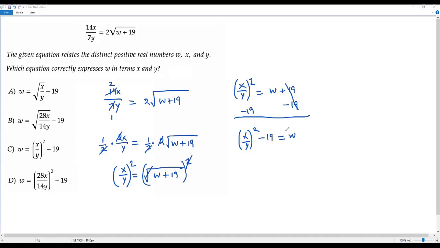Here I got the equation which correctly expresses w in terms of x and y. So we find this equation exactly in answer choice C. The correct answer choice for this question is C.